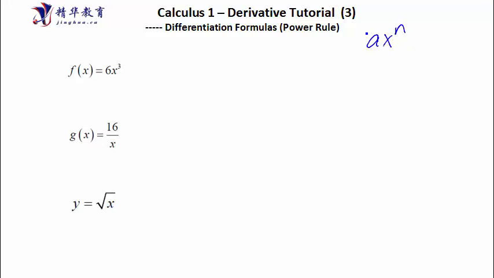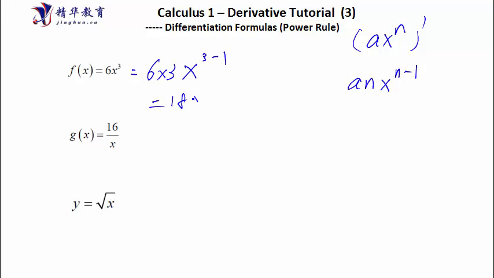when we do the derivative of these things, it's just equal to n drops down, so a n x^(n-1). So we drag the power down and then -1 on the power, and that's it. Okay, that's very simple. So let's see this question here. We drag the power down, which is 6 times 3, and then x^(3-1), which is equal to 18x squared.